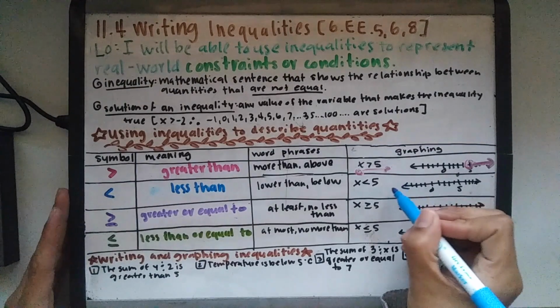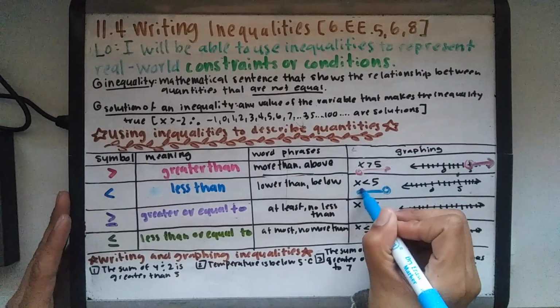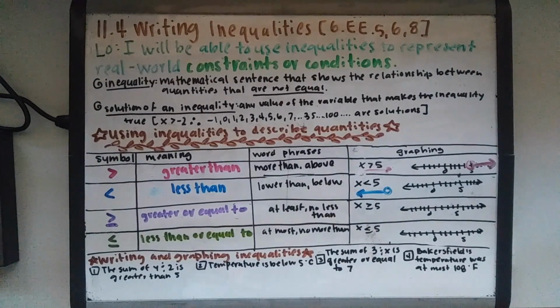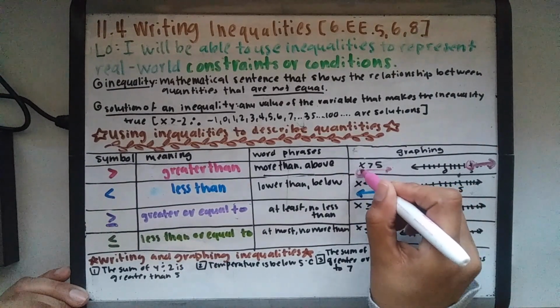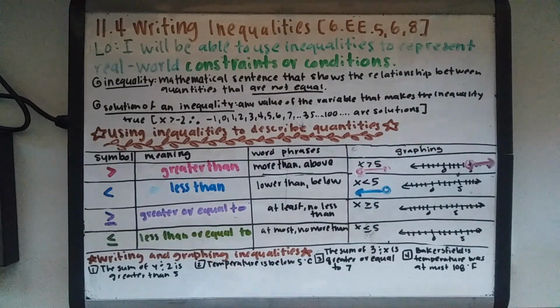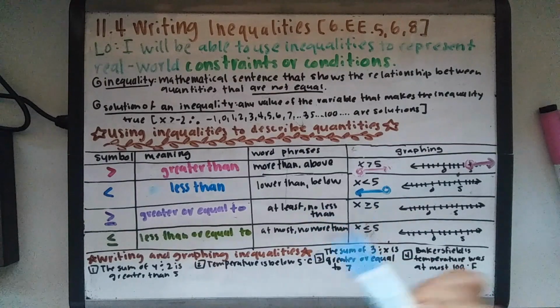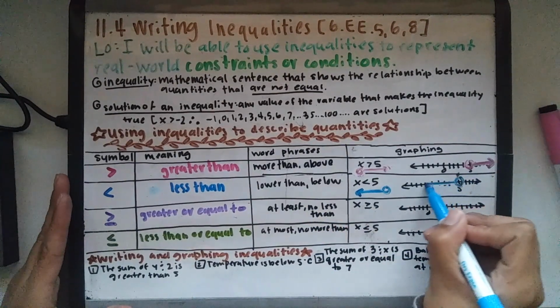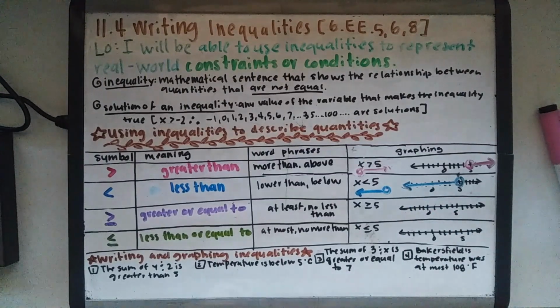The second one is less than, and we use lower than or below. So again, open circle, and I'm going to shade to the left, because numbers are getting smaller. They're getting lower to the left on the number line. So I'm going to open a circle at 5, and I'm going to shade to the left with an arrow just to show that anything less than 5 works. Not 5, but less than 5.